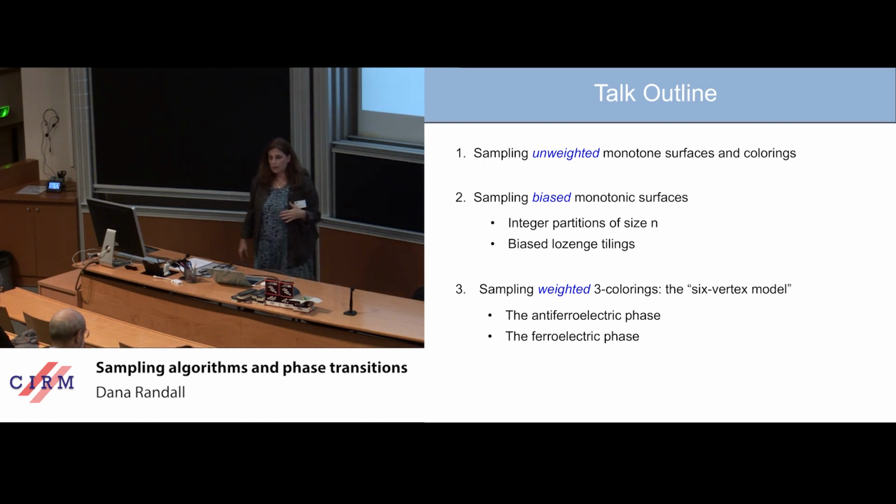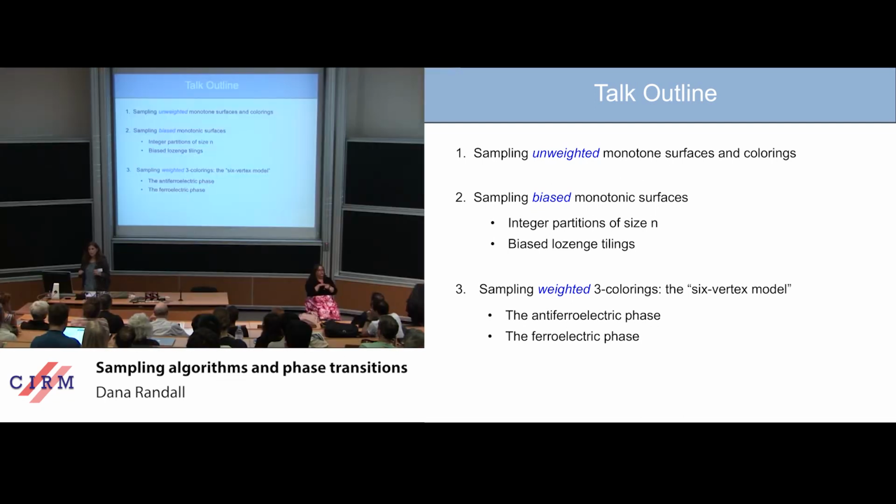And then the third part of the talk, I'm going to talk about sampling weighted surfaces. So weighted and biased are slightly different. Biased is I'm biasing to adding more cubes or more squares. Weighted is going to be a product measure, and it's going to be a local function, which I'll explain. And it's a natural generalization of 3 colorings, which is called the 6 vertex model. Okay, so that's quite a lot, and that will be the second half of my talk, but that's what I'm going to try to go through.